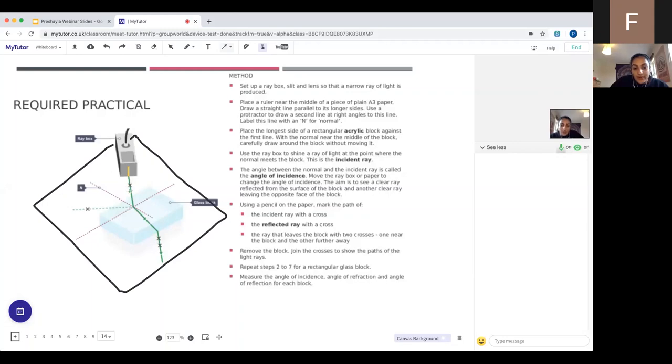Once we've drawn the little dash, we can move our acrylic block away. Then we're going to draw a line from each of the little dashes that we made and make them all meet up. So you want to mark the path of the incident ray with a cross or a dash, mark the path of the reflected ray with a cross or a dash, and the ray that leaves the block, so this one here.